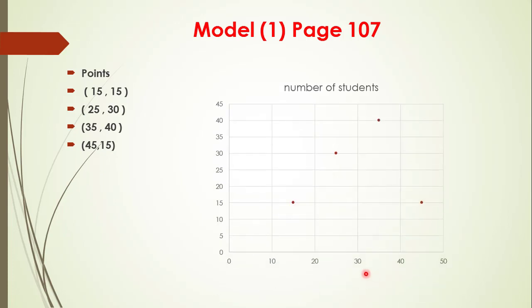Now you can use your graph copybook to draw the frequency curve. We have our points here: 15 and 15, 25 and 30, 35 and 40, 45 and 15. We will draw the two axes. Okay, you can divide them 5 by 5 or like here 10 by 10 and 5 by 5 as you want. And you should locate the 4 points.